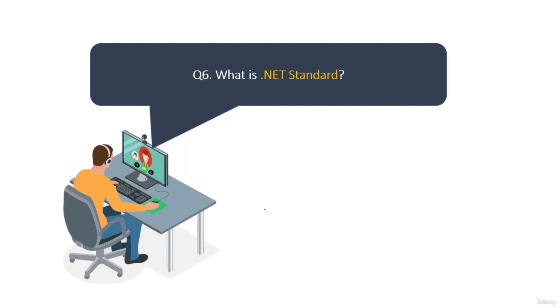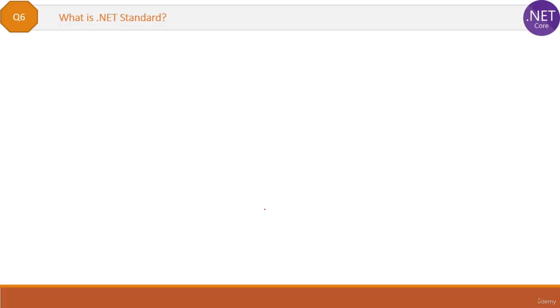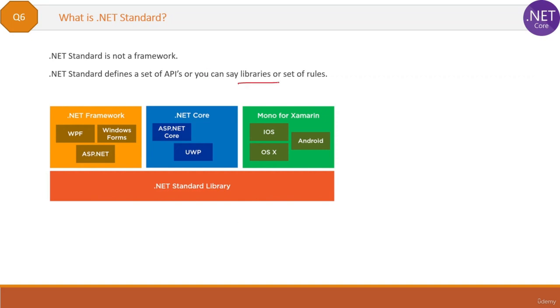What is .NET Standard? The first thing about .NET Standard is it is not a framework. .NET Standard defines a set of APIs, or you can say libraries or a set of rules, but it's not a framework. In the diagram again, you can see the .NET Framework, .NET Core and Mono for Xamarin are all following these .NET Standard rules. Therefore, we can say all these frameworks are .NET Standard compliant. So that is just the definition of .NET Standard.